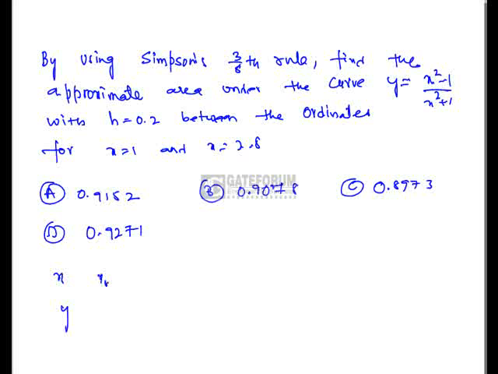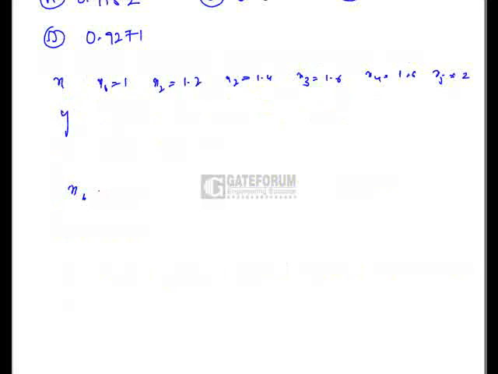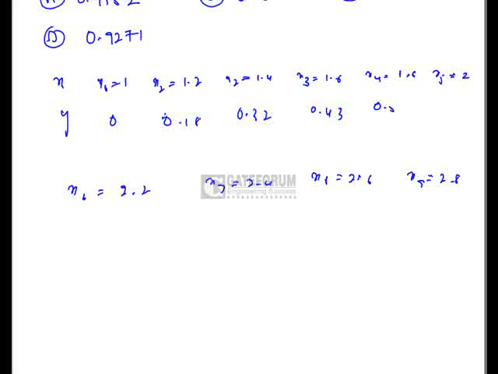X values I'll start from 1, then there will be a difference of 0.2, so it will be 1.2, then x2 is equal to 1.4, x3 is 1.6, x4 is 1.8, x5 is 2, x6 is 2.2, x7 is 2.4, x8 is 2.6, x9 is equal to 2.8, and the corresponding values of y, if I substitute the x values, will be 0.18, 0.32, 0.43, 0.52, 0.6, then 0.65, 0.70, 0.74 and 0.77.